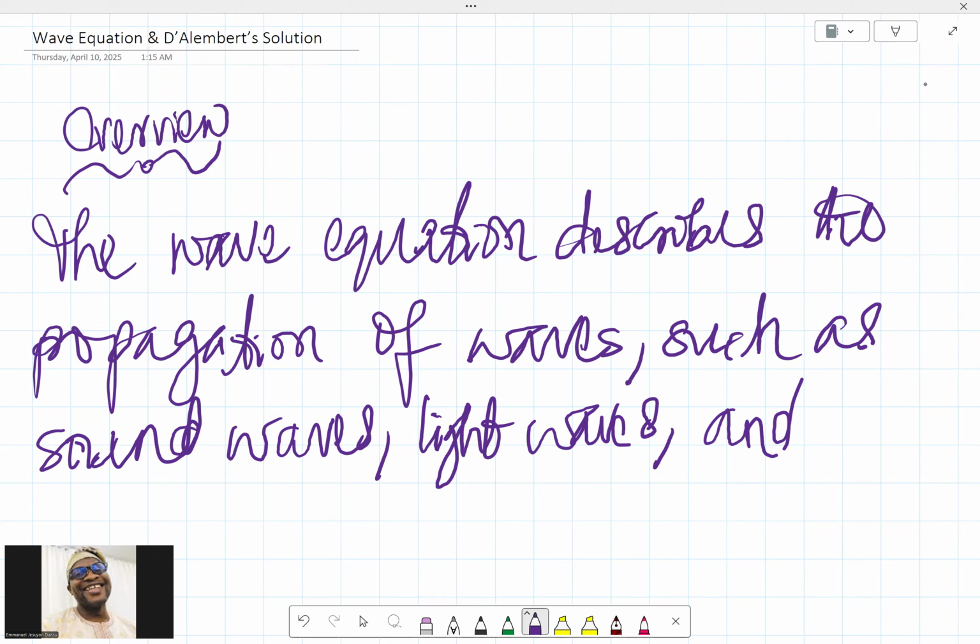When we differentiate this with respect to t, we differentiate inside: x minus ct with respect to t. So we have minus c f prime of x minus ct. And when we come here and differentiate with respect to t, we have plus c g prime of x plus ct.